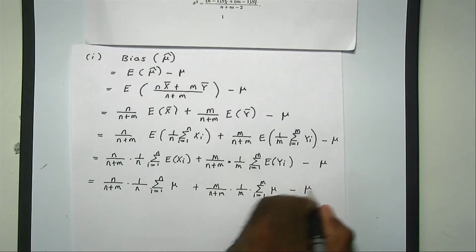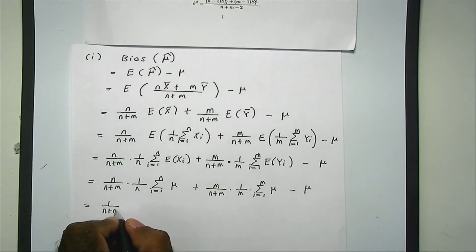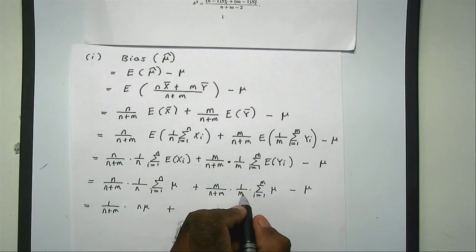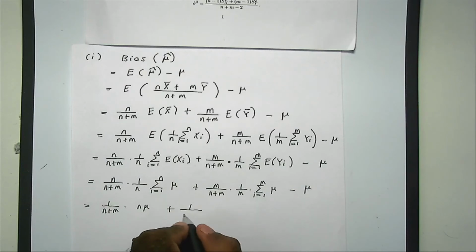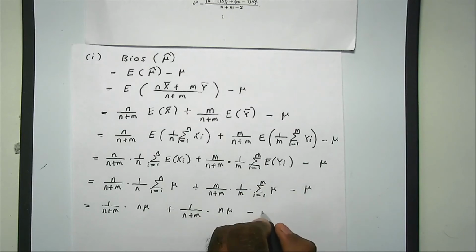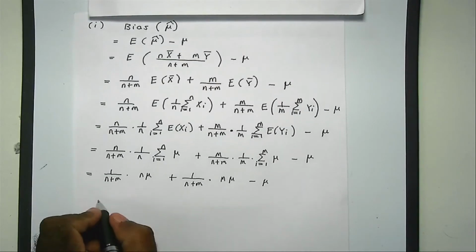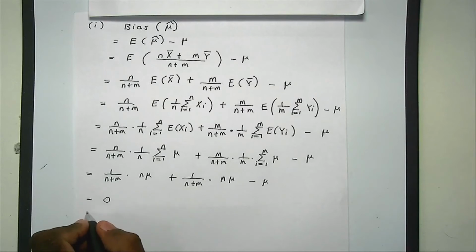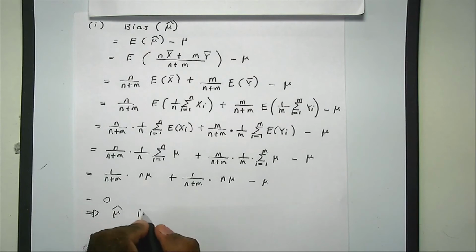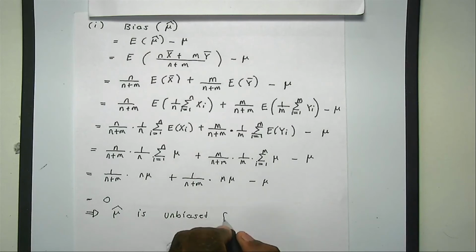Now we know that the expectations both are equal to mu, so this is going to be... Now the n and the m cancel, so what you get is 1 divided by n plus m. Now this is n times mu. And the same thing here, the m and the m cancel, so this becomes m times mu, minus mu. Alright, and this is clearly equal to 0. Right, so hence mu hat is unbiased for mu.